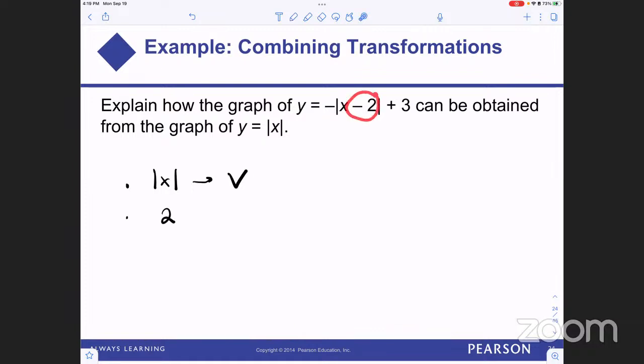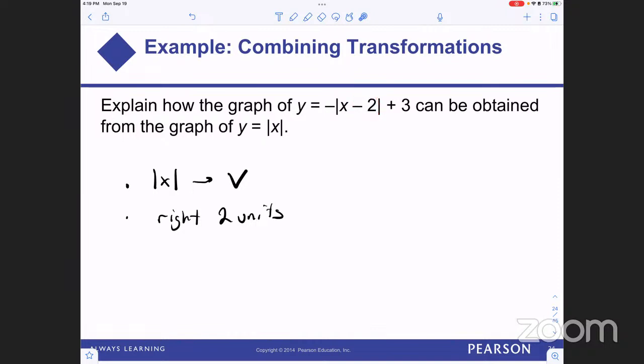Now, that should be a horizontal change. Your intuition might say it goes to the left, but it actually goes to the right by 2 because 2 is the 0 there. So we want to go right 2 units. Okay. So this says go right 2 units.